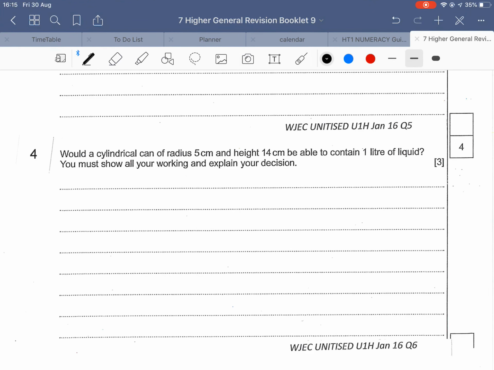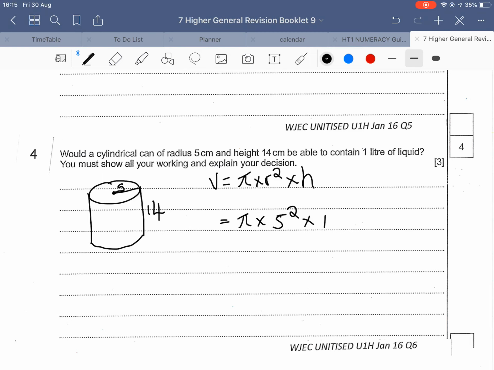Question 4. Would a cylindrical can of radius 5 centimetres and height of 14 be able to contain 1 litre of liquid? So we've got a cylindrical, so that means a cylinder. Radius of 5, so this length is 5, and our height is 14. A volume is going to be the area of a face, so pi, area of a circle, pi times the radius squared, and then times that by your height. So let's work that out. So we've got pi times 5 squared times 14.